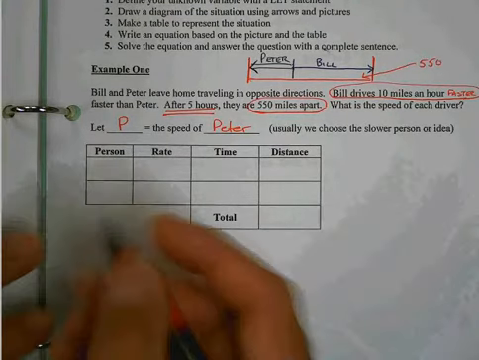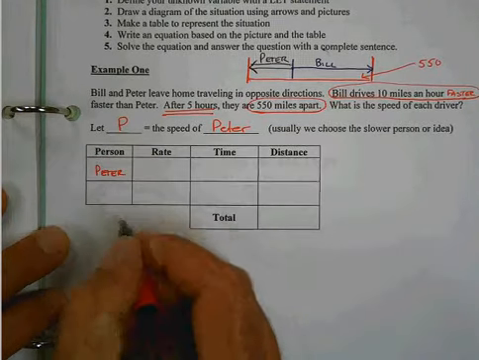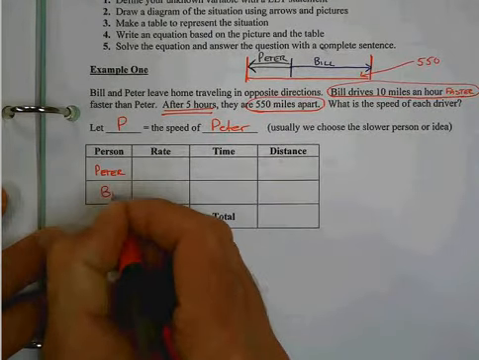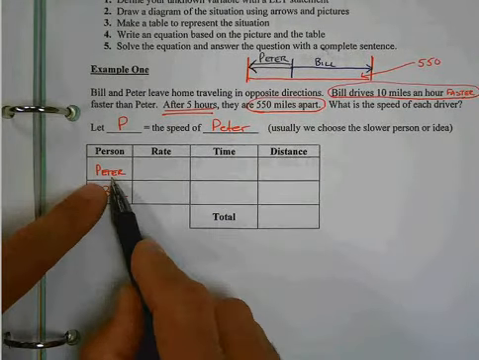So, off to the side, let's put him first. So Peter is our first person. Bill is our second person. And as you just defined it, what is Peter's rate?